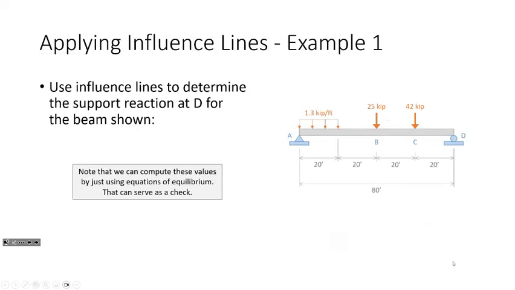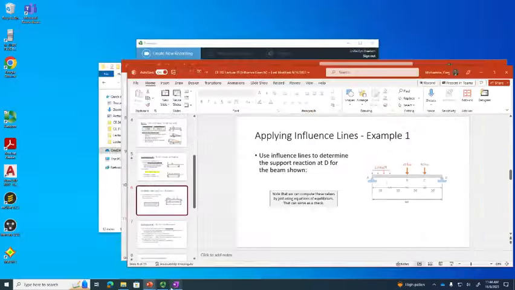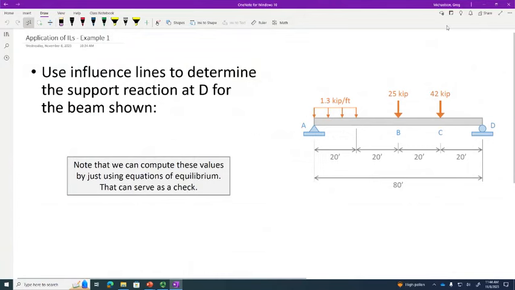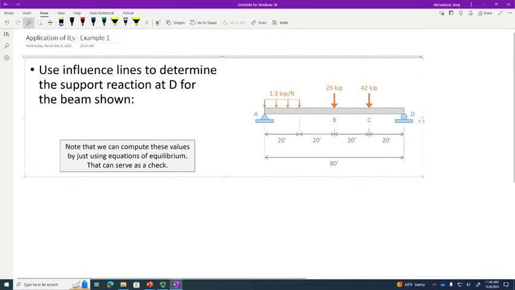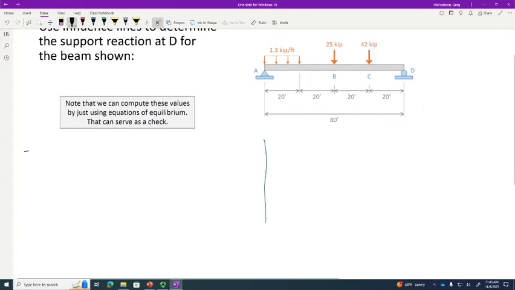The best way of showing you that is to work through a really basic example. I have here this problem. I want to see if I can determine the vertical reaction at D for these loads. Ignoring everything about influence lines, I've got to believe this is a problem that you all know how to do. How would you do this before influence lines?